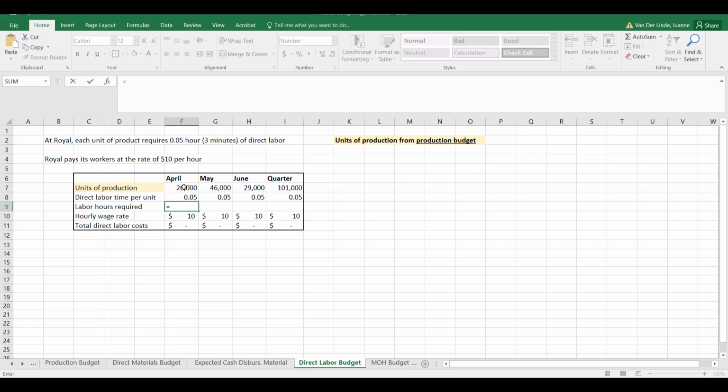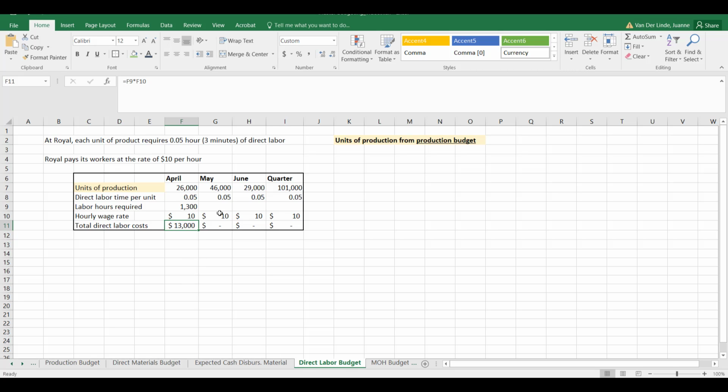So if we know in April we estimate we will be making 26,000 units and each unit requires 0.05 hours, we will need 1,300 labor hours total for April. And if we're paying $10 per direct labor hour, well, 1,300 direct labor hours times $10 per direct labor hour, that means we estimate we will spend about $13,000 on direct labor for April.